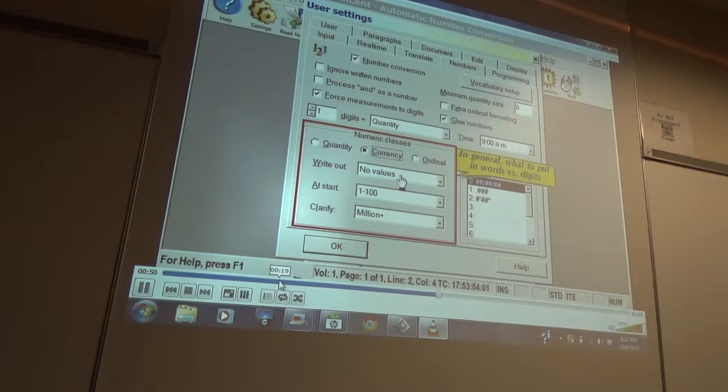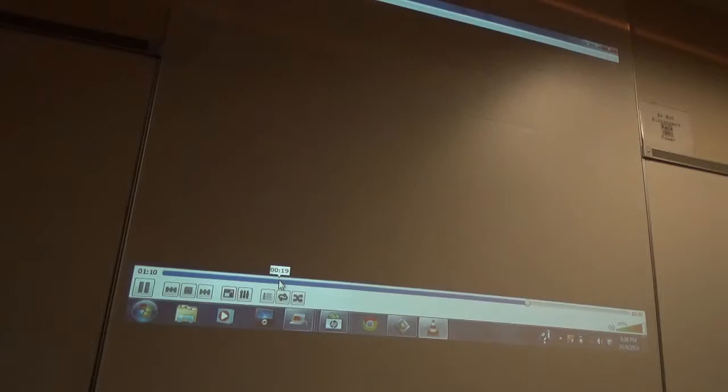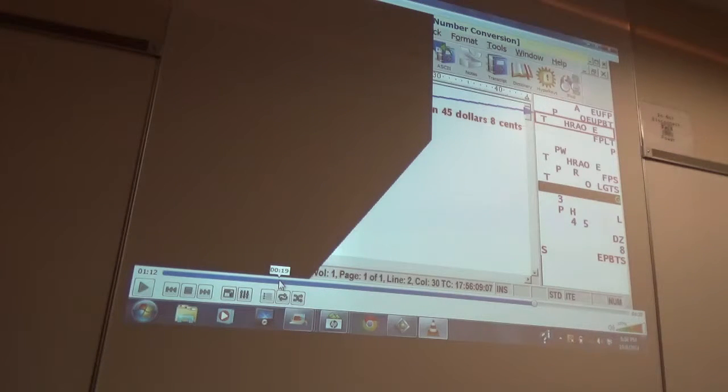Do not write out any numbers, just use digits. And for ordinals, write out 1st through 10th. There are different settings for what to write out at the start of a sentence. And as of 1 million, Eclipse will use words to make large round numbers easier to read. You understand what it was telling you there, like on the million, whatever? You don't want O-N-E M-I-L-L-I-O-N, you know, whatever. It's not as easy to read, okay? So you want to make it as easy for the reader as you can. So you want it in numbers, okay?